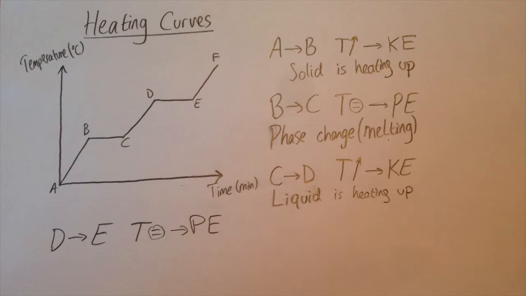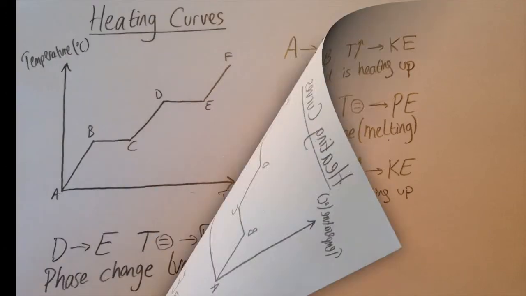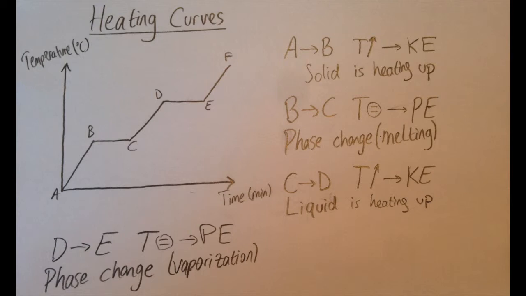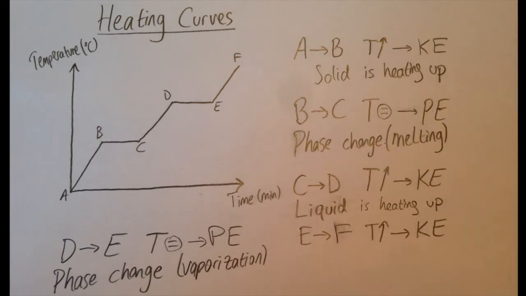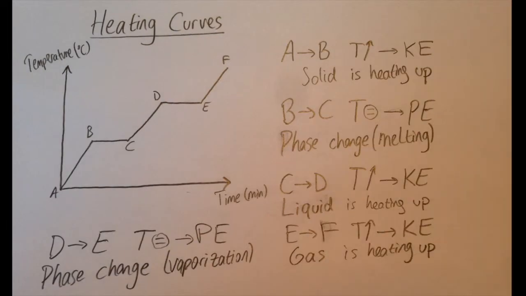From D to E, another phase change occurs. This is vaporization or boiling, where the liquid turns into gas as heat is added. Once again, at E, the liquid is fully vaporized and the temperature increases as the gas travels to point F. This is the gas heating up.